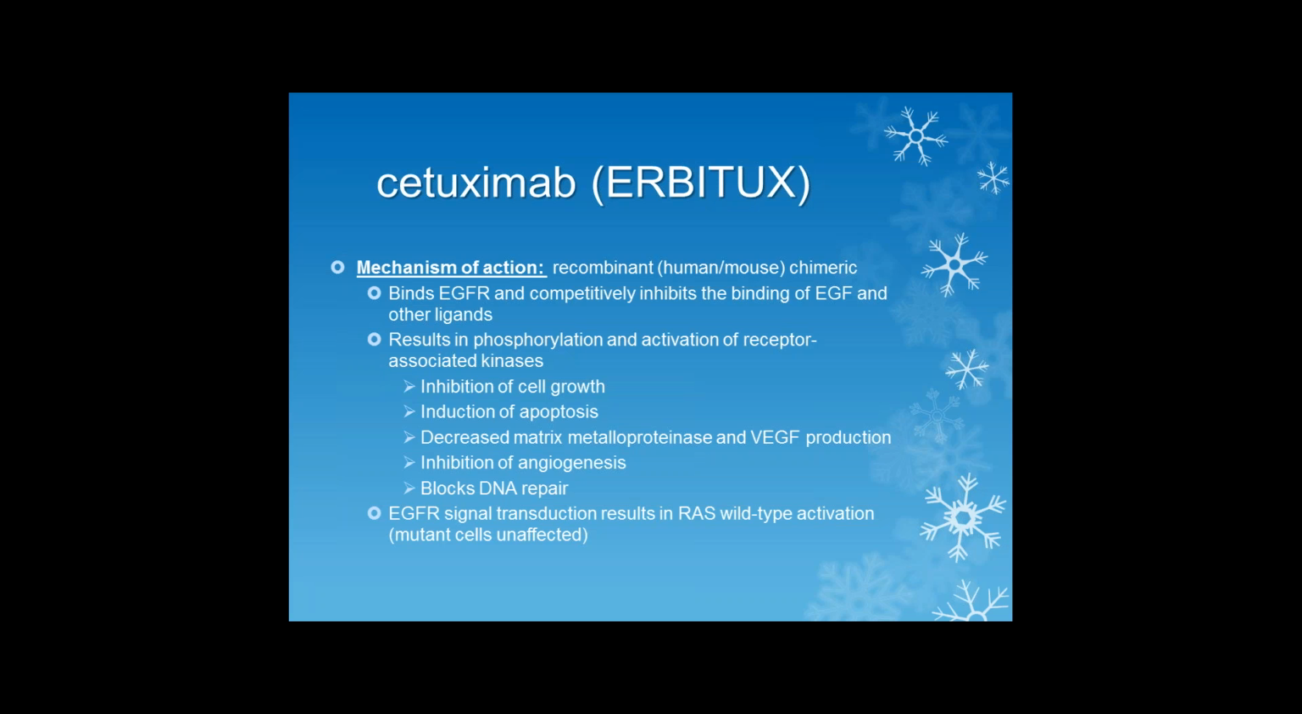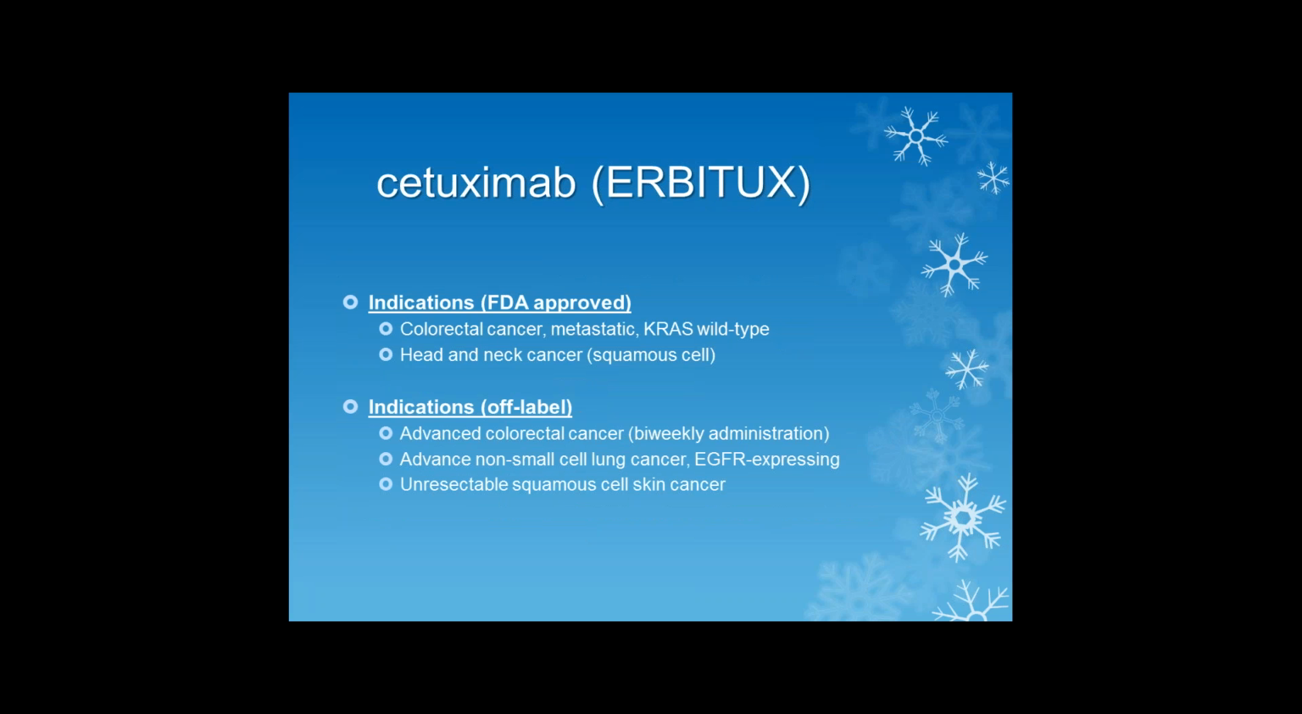But then the EGFR signal transduction results in the RAS wild type activation. So if you have the mutant cell, then they are unaffected by this. Indications for this one are KRAS, again, you'll see wild type, that's the one you want. KRAS wild type colorectal cancer that's metastatic, or squamous cell head and neck cancer. Then off-label indications were advanced colorectal cancer with a biweekly administration, as well as advanced non-small cell lung cancer that's EGFR expressing, or unresectable squamous cell skin cancer.